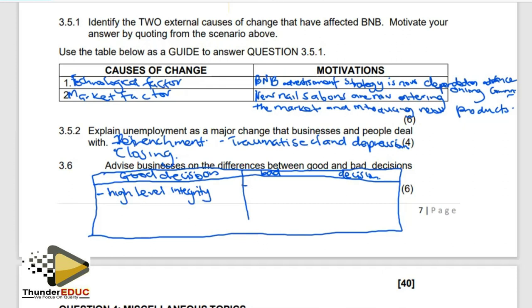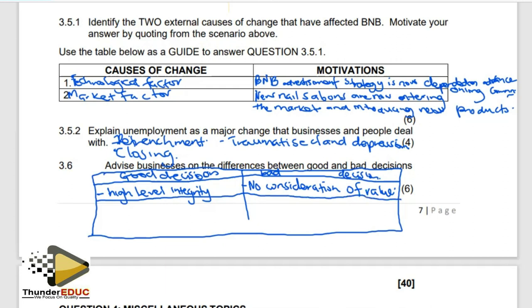However, if it is a bad decision, you are going to witness a lot of challenges. For example, there is no consideration of values. People don't care how the decision will affect the community, will affect others, how it will affect the values of others.